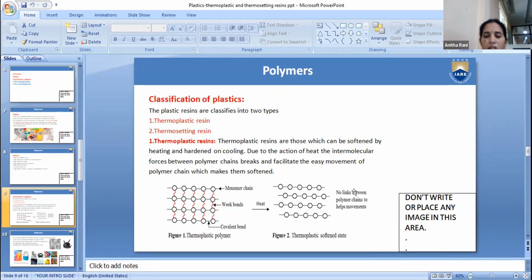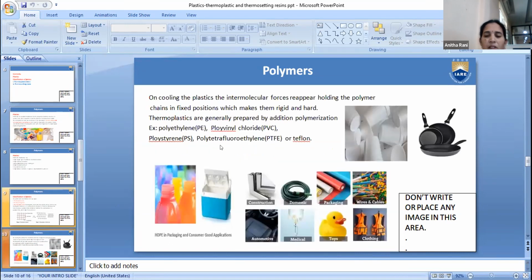Here you can see no links between the polymer chains, so it helps in free movement of the polymer chains, and we get a soft material. By taking that soft material, we can mold it into any shape. Thermoplastic resins have weak bonds that easily break, and the material becomes soft. After becoming soft, we can mold it into any shape.